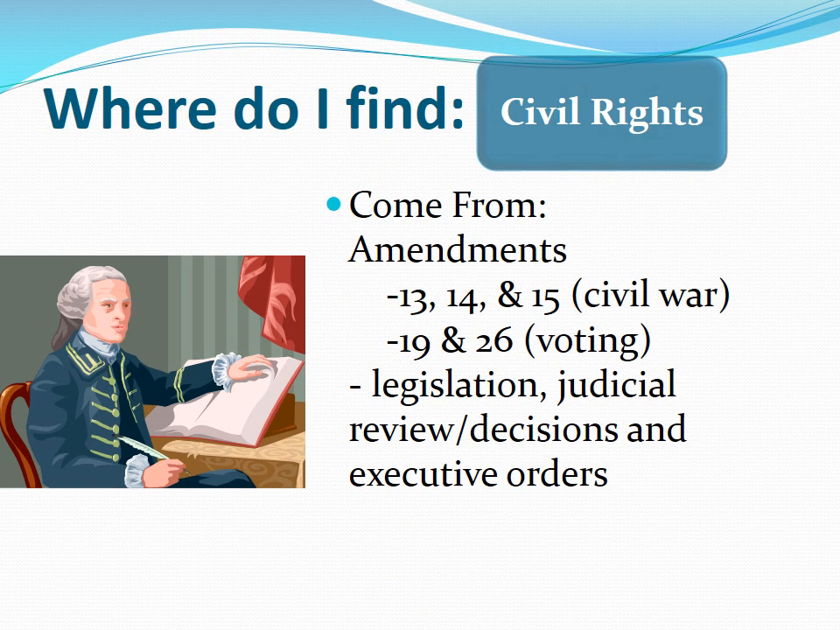Civil rights are different. They also come from amendments, but they don't come from the Bill of Rights itself. The 13th, 14th, and 15th Amendments, for example, all came out of the Civil War, and they have to do with the freedom of slaves, they have to do with Reconstruction, and they have to do with voting, as seen in the 19th and 26th Amendments.